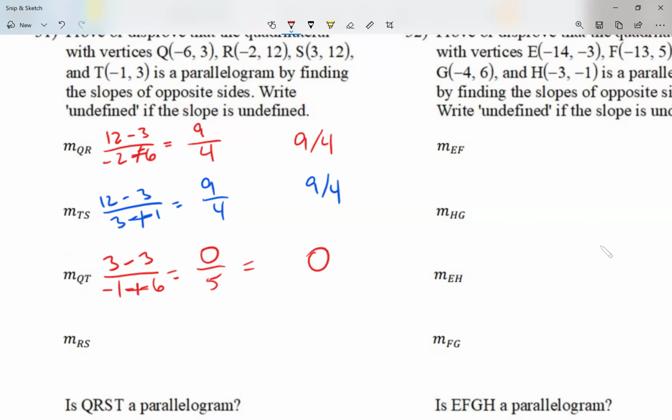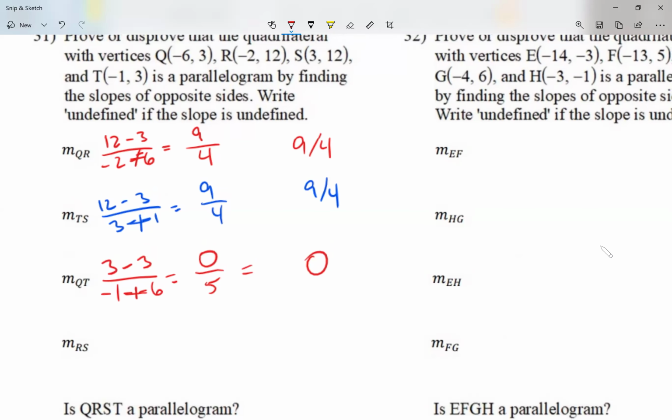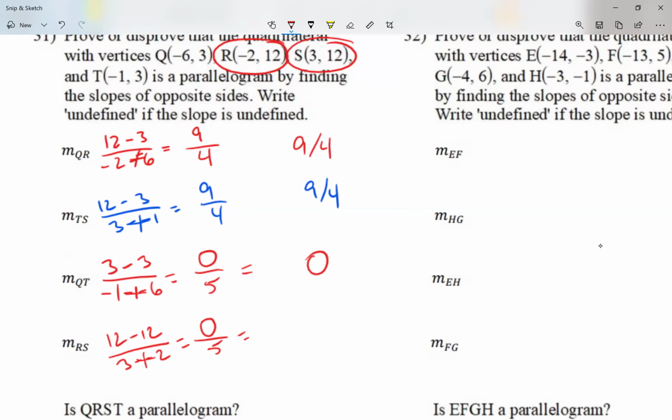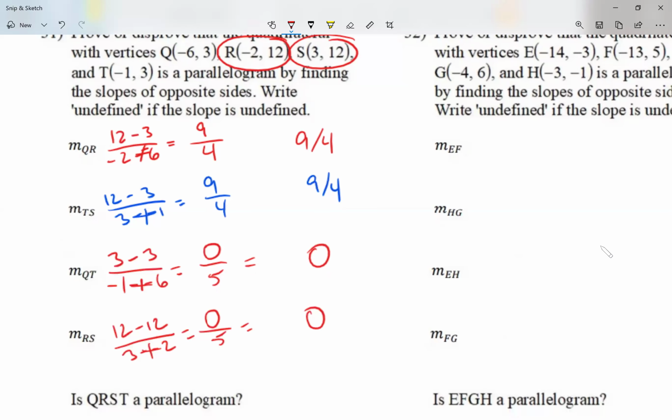All right, looking at the last one, the slope of the segment RS. So I'm using R and S. I'm gonna start using the values from S, okay? S is my second point. So first subtract the Y's, 12 minus 12. Subtract the X's, starting from the values of S, 3 minus a -2. So 12 minus 12 is 0. Here's a plus. 3 plus 2 is 5. 0 divided by 5 is 0. So I get the slopes.